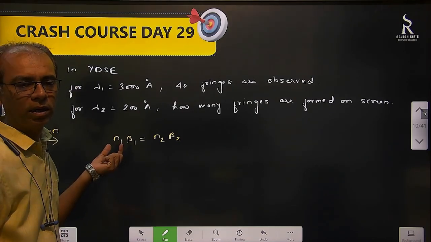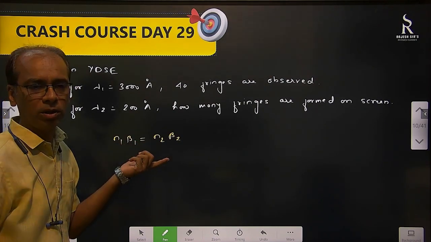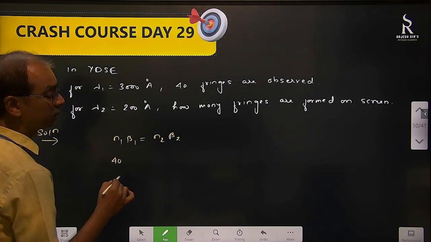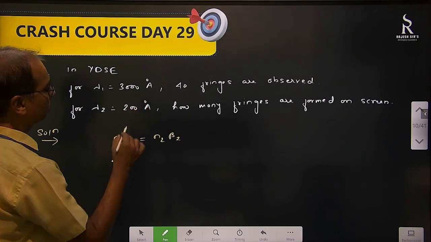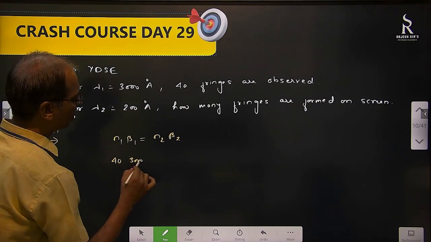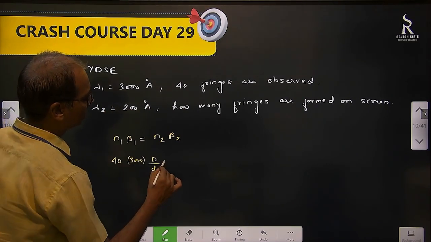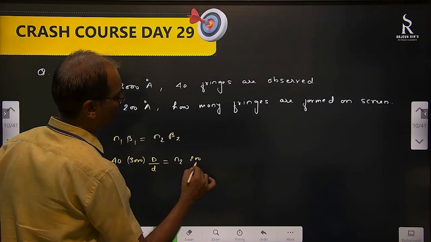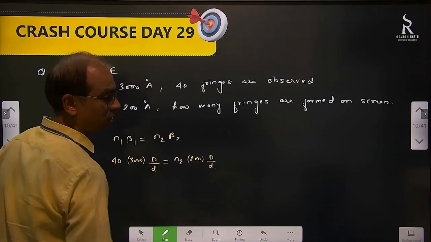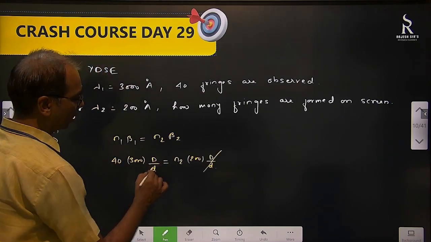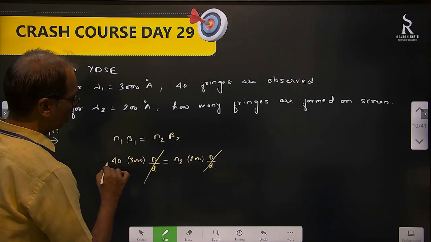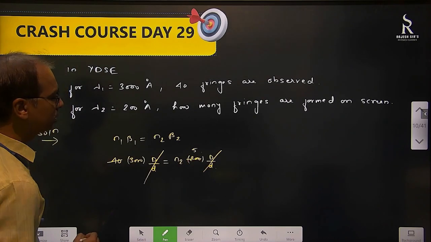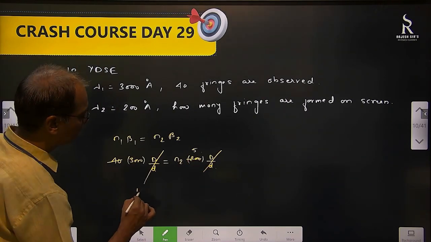So in this one 100 are accommodated, so in this one, how many are accommodated? So given to us 40, β is what? λD/d. λ is what? 3000, let it be in angstrom, times D/d. Here N2 we are finding, λ is 200 times D/d because the setup is not changed. D/d cancelled. 40 × 15, and how many are coming? 600. So N2 is 600.